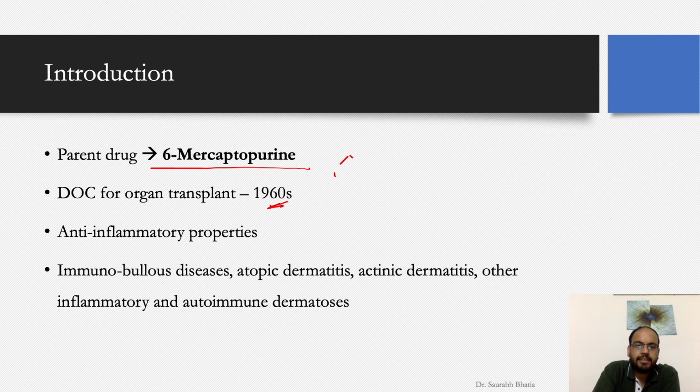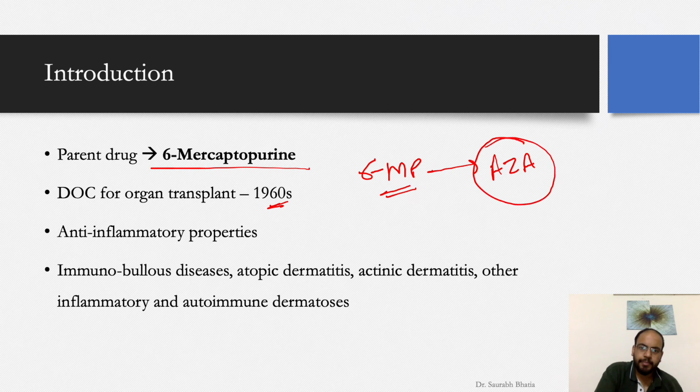So during the 1960s, 6-mercaptopurine was one of the very useful drugs during organ transplantation, and using this drug, azathioprine was synthesized. Azathioprine acts like a prodrug. That means inside the body, azathioprine gets converted back to 6-mercaptopurine, and subsequently 6-mercaptopurine leads to all the immunosuppressive action. So the parent drug is 6-mercaptopurine leading to azathioprine, and azathioprine forms 6-MP inside the body.